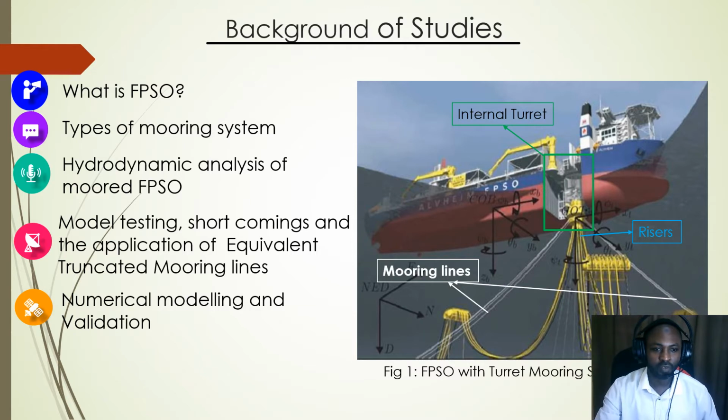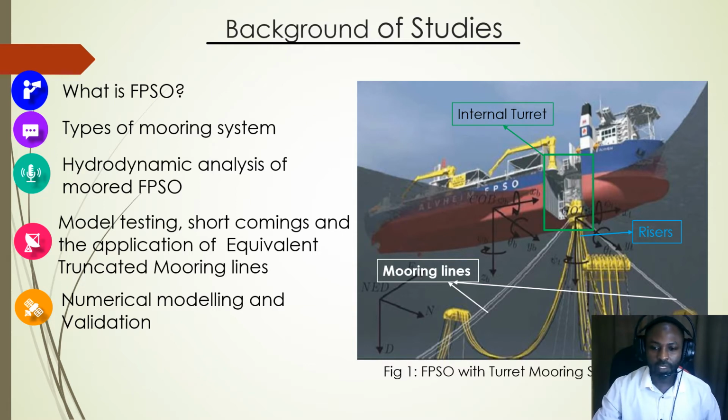When in operation, the FPSOs are held in position using a mooring system. The most popular types of mooring system are the spread and the turret. The turret is further classified into two, the internal and external. But in this study, we consider the internal turret, which is located at some distance along the length of the hull.